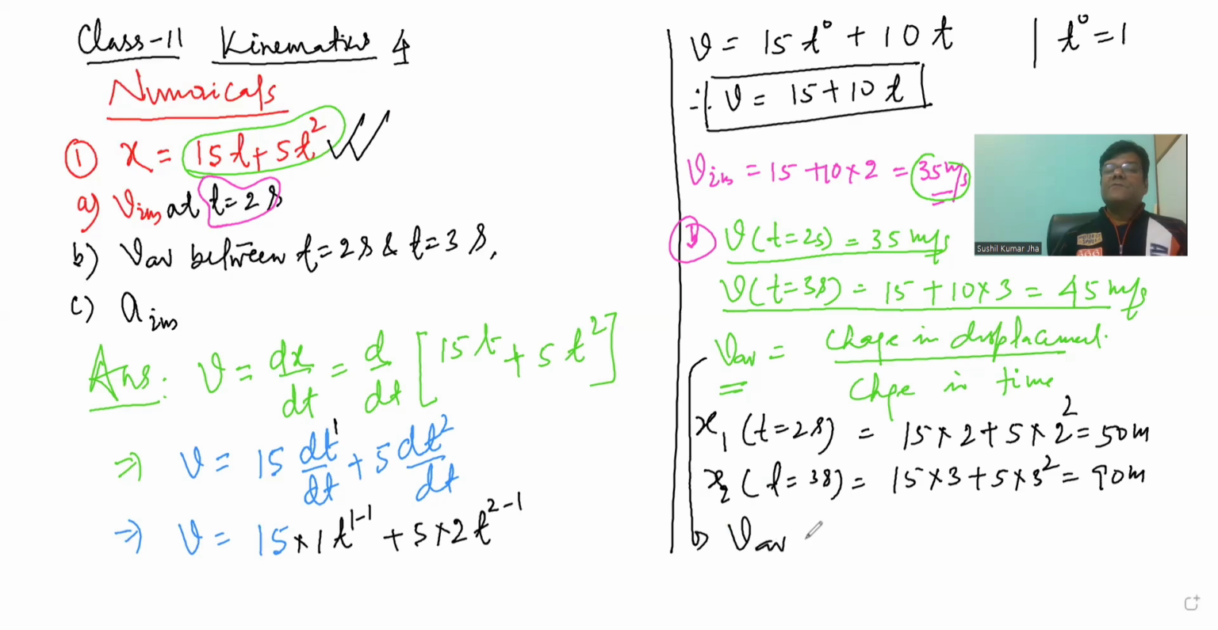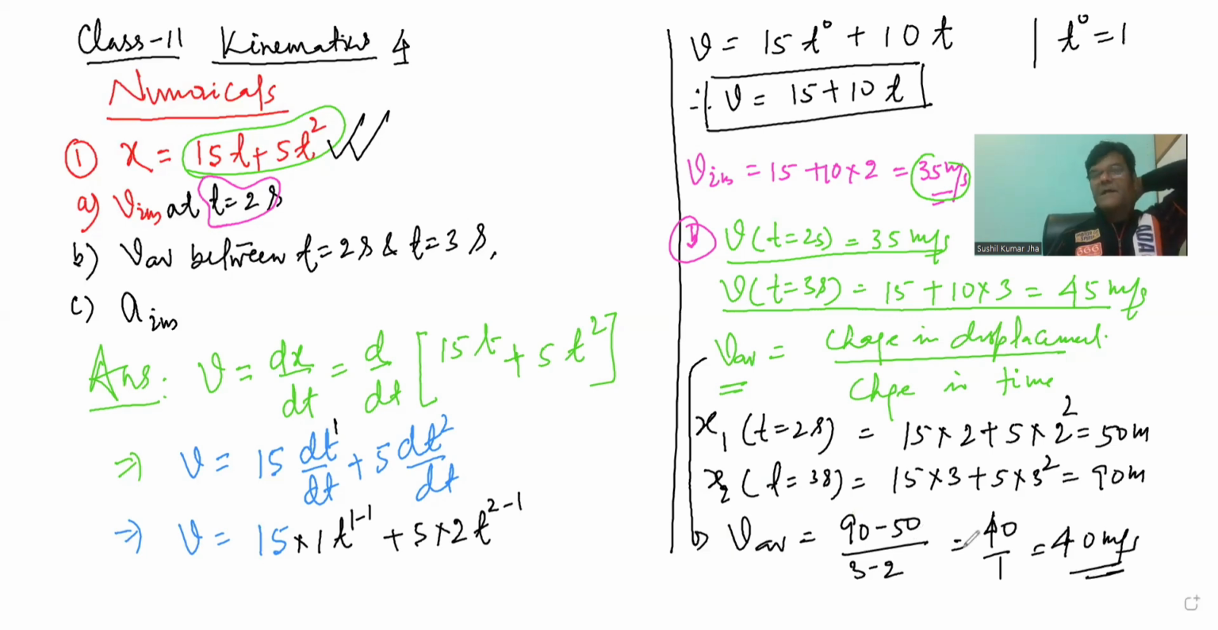So V average would be change in displacement over change in time. Change in displacement is 90 minus 50, divided by change in time, 3 minus 2. So it is 40 by 1. Thus it becomes 40 meter per second. Right?